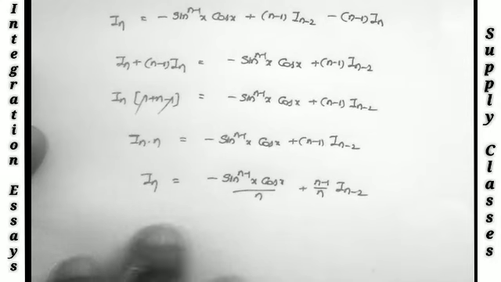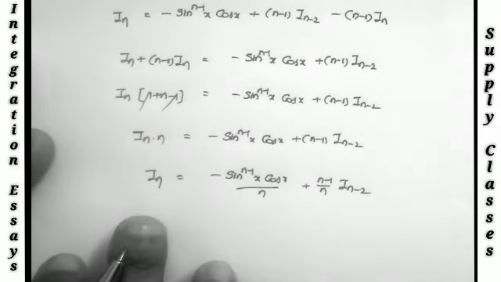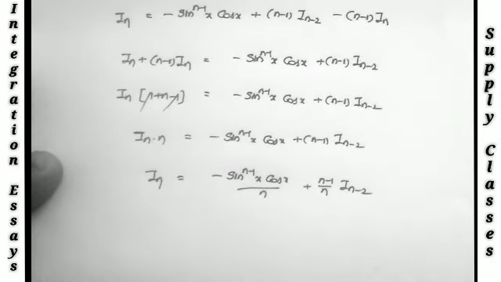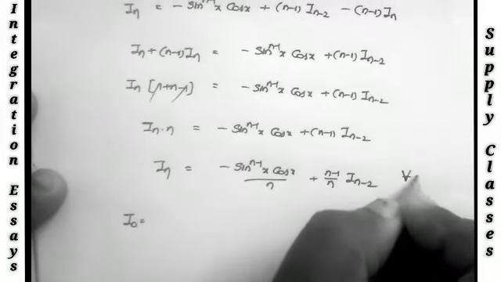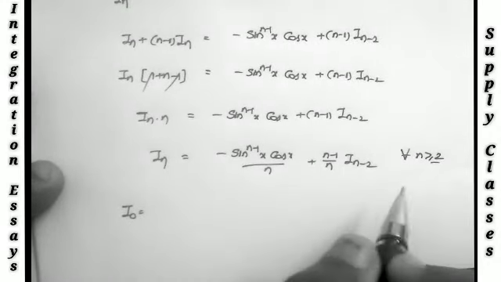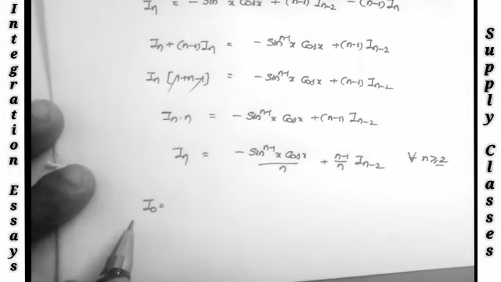What is I_n here? This is nothing but the integral sin^n x dx. So this is the reduction formula for sin^n x dx. Now I am finding the values of I_0 and I_1. Since this is applicable only for n greater than or equal to 2, we can apply this formula only for numbers n greater than or equal to 2. So what are the values of this integration for n equal to 0 and 1?